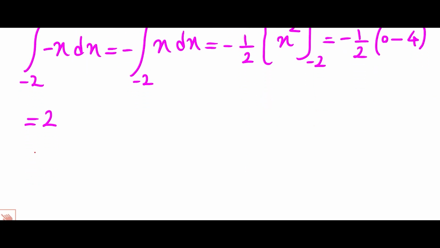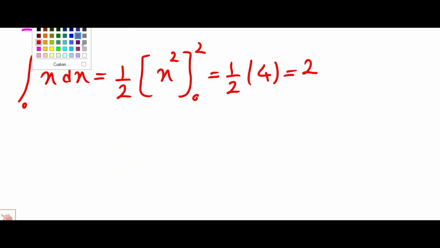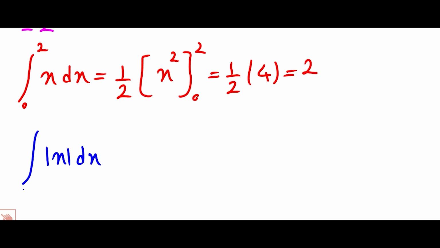And the integral of positive x dx from 0 to 2, so we have 1/2 times x squared from 0 to 2, so we have, if x equals 2, we have 4 minus nothing, so 1/2 times 4, so we have 2, right? So the final answer is the integral of the absolute value of x dx from -2 to 2 equals 2 plus 2 equals 4.